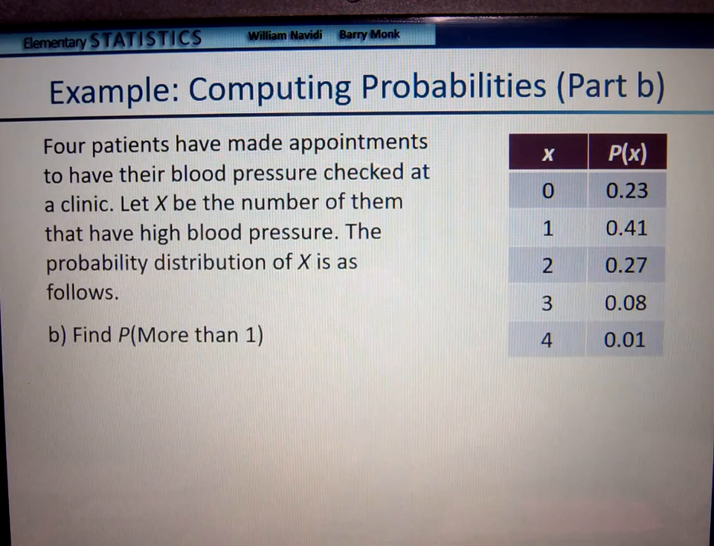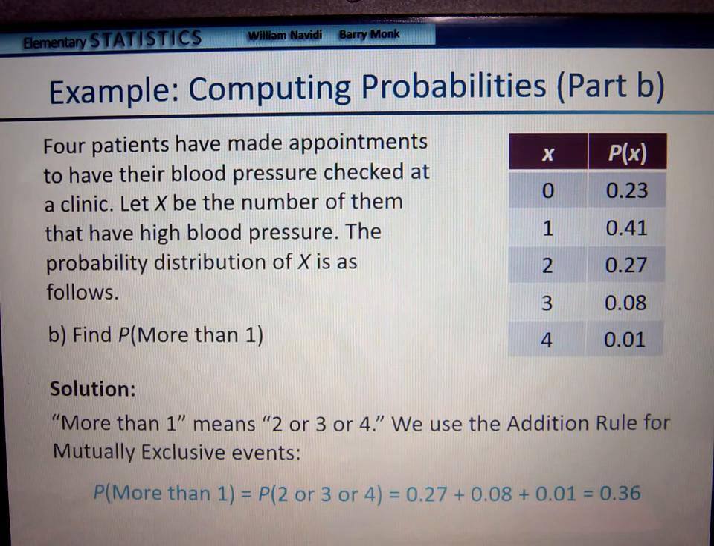4 patients made appointments to have their blood pressures checked again. Let's see what the probability is that more than one person will have high blood pressure. Well, more than one person means that they're going to have 2, 3, or 4. So you would add your 2, 3, and 4 together, and then you get 0.36 for your probability.